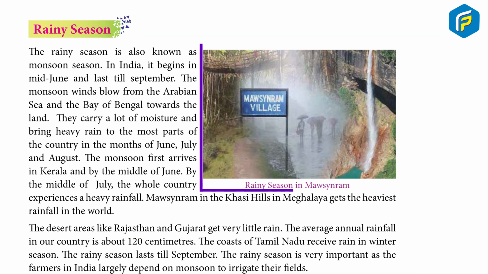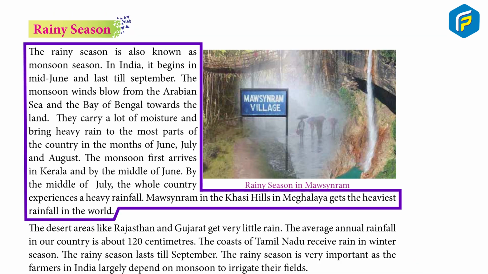Rainy season. The rainy season is also known as monsoon season. In India, it begins in mid-June and lasts till September. The monsoon winds blow from the Arabian Sea and the Bay of Bengal towards the land. They carry a lot of moisture and bring heavy rain to most parts of the country.